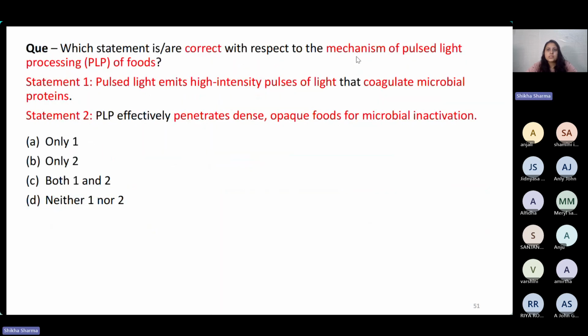Okay, so let's discuss the mechanism of pulse light processing of food. Which is the correct statement? One, pulse light emits high intensity pulses of light that coagulate microbial proteins. And second, PLP effectively penetrates dense opaque foods for microbial inactivation. Anyone who would like to answer this question?